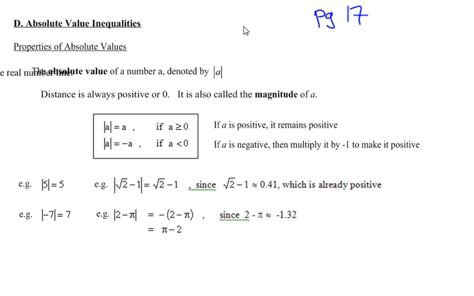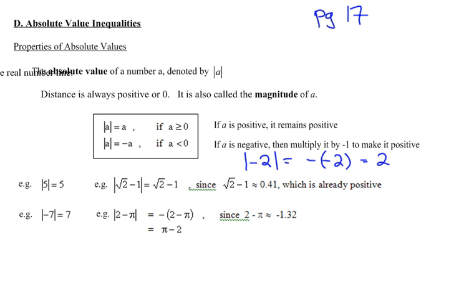Its distance. If A is positive, it remains positive. If A is negative, then multiply it by -1 to make it positive. Does that make sense? So if I have the absolute value of -2, it comes out as 2. So really what we're doing is we're taking -2, which is negative, and multiplying it by a negative to make it a positive. So are those equivalent things?